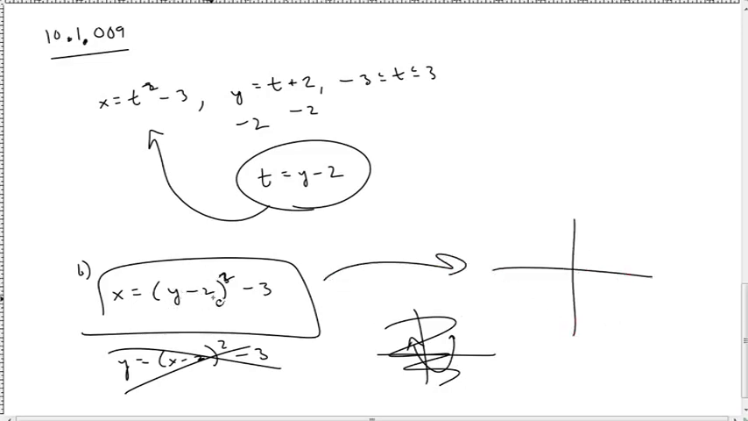My y is going to be shifted, inside opposites, up 2. So this is my y, this is my x. I'm going to go up 2, and then my x is shifted back 3, and then I have a parabola, something like that. Of course, now I want to know what direction it's going, and it's actually going this direction here like this.